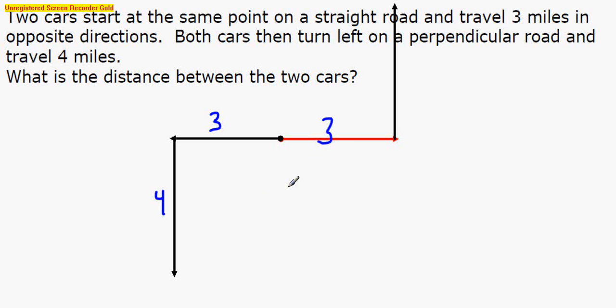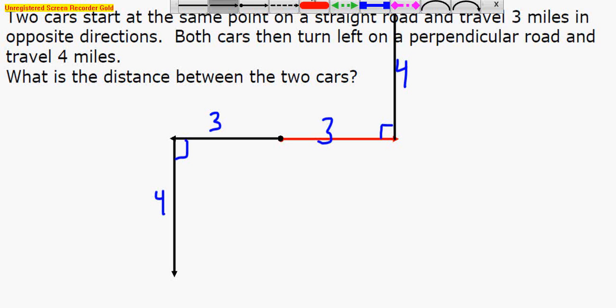So it's good to just keep drawing pictures and adding the information as they tell you. Okay, and so these are right angles again, right? So we should probably mark that. Remember, perpendicular means it can have a right angle. So those are right angles there, because those are perpendicular lines. What is the distance between the two cars?